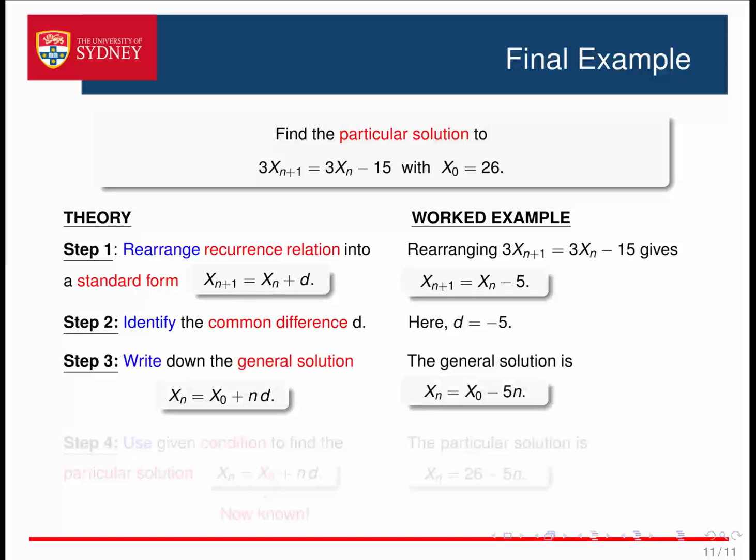We then write down our general solution. That is, we want to write down a general formula that expresses a given term x_n only in terms of n, its position in the sequence. So for our example, this is x_n = x_0 - 5n, where x_0 is an arbitrary constant.